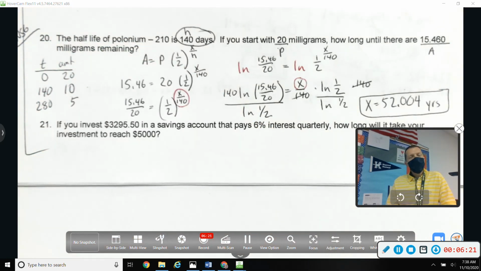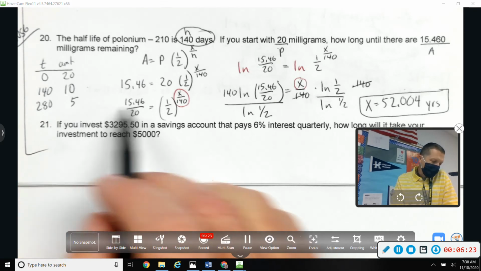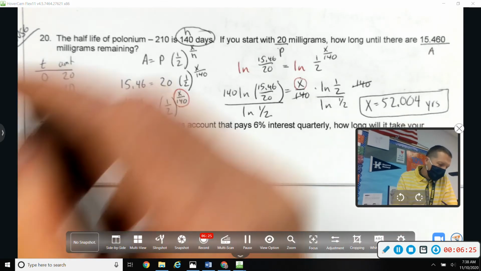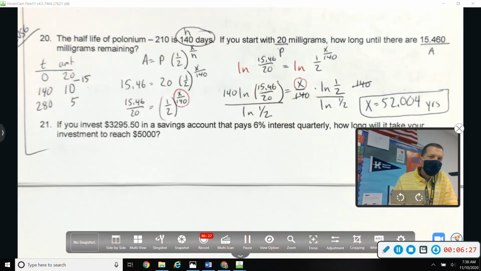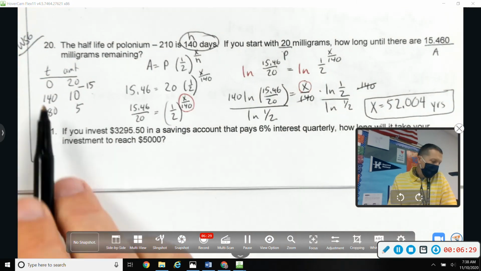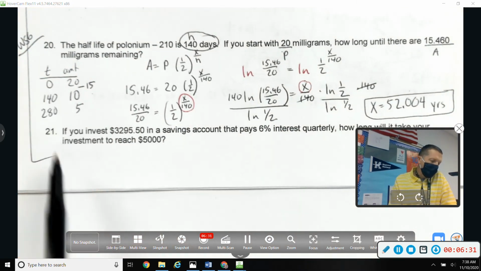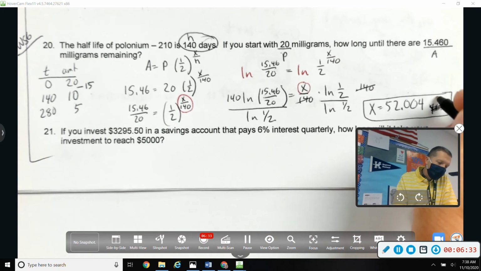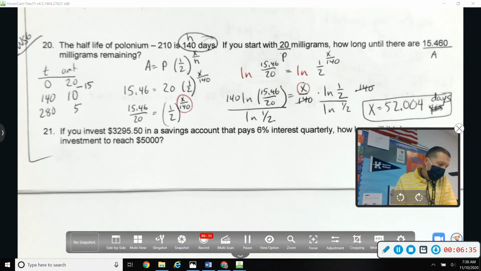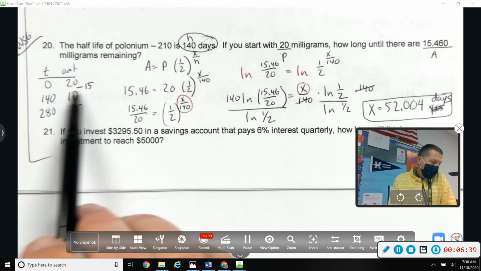So if you want to, you can kind of lay this out. We want to know when there's 15 left, or about 15 left. Like, well, somewhere between 0 and 140. Whoops, this was days, so that should be days. So my answer, I think, makes sense.